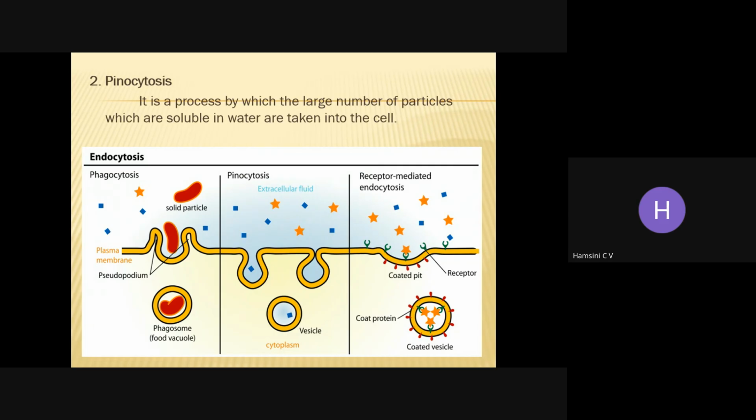Now you can see that in this first process, the food particle or the solid particle is taken inside. It is a solid particle. The movement of this solid particle is called phagocytosis. Then, what is pinocytosis? Here you can see the fluid molecules going inside the vesicle formed by the plasma membrane. The movement of these fluid molecules inside a vesicle, we call pinocytosis.